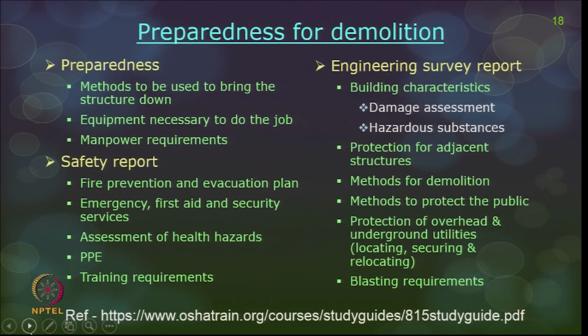Preparedness for demolition, again a recap. Methods to be used to bring the structure down have to be thoroughly studied. It is based on the structure to be demolished and the adjacent structures. Equipment necessary to do the job has to be thoroughly planned. Manpower requirements: always try to do the demolition work with minimal skilled laborers. Then safety report, fire prevention and evacuation plan have to be there. Emergency first aid and security services have to be there.